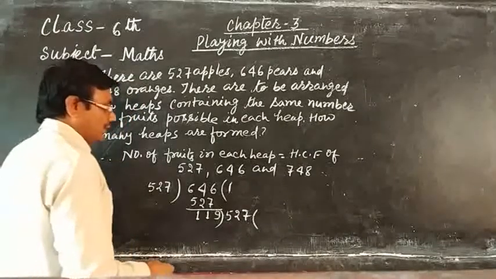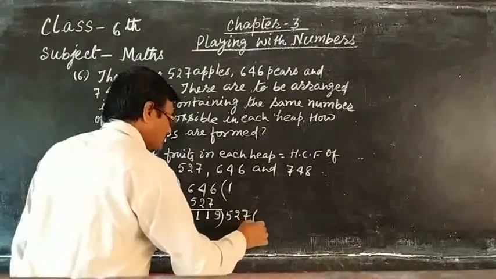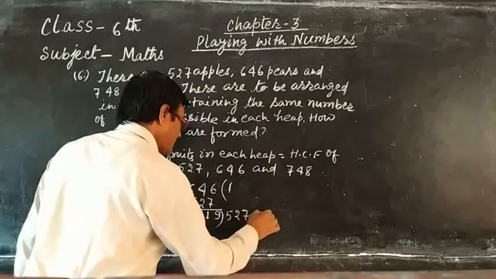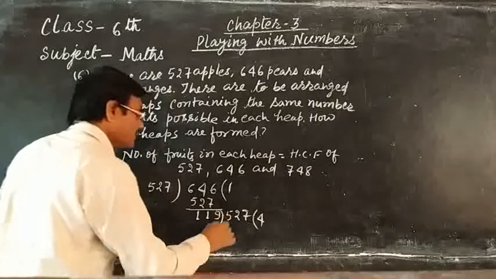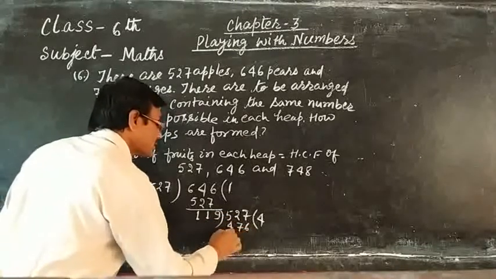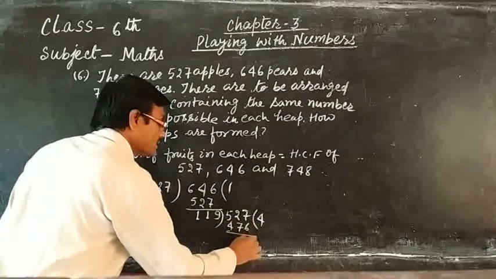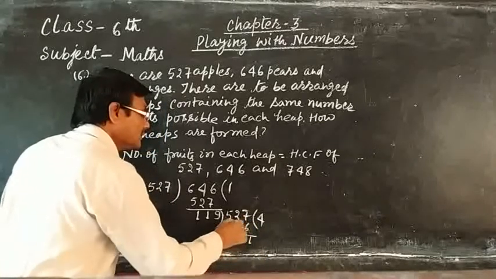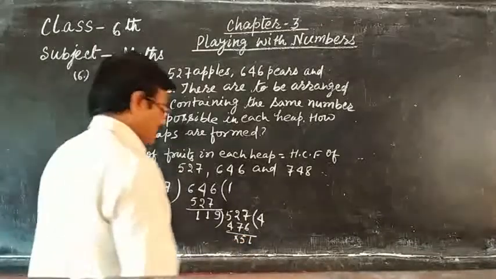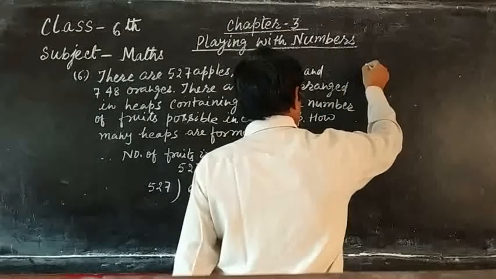3 in 4 times we divided, so it will be 476. Subtract: 7 minus 6 is 1 here, 12 minus 7 is 5, 51. Now we go forward.